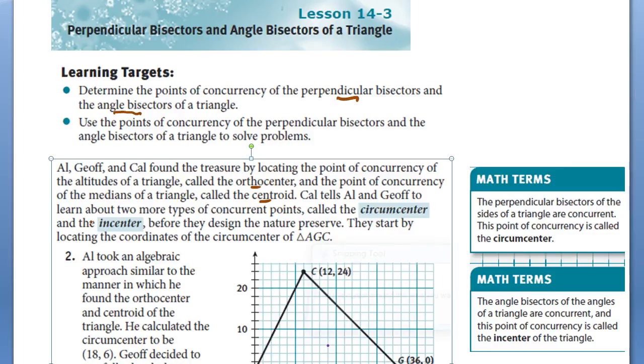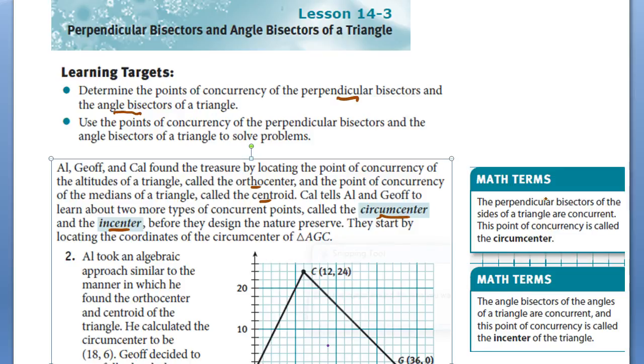Cal tells Al and Jeff to learn about two more types of concurrent points called the circumcenter and the incenter before they design the nature preserve. Over here on the side in the green boxes, you see the definition of these. So the perpendicular bisectors of the sides of a triangle are concurrent. Their point of concurrency is called the circumcenter.